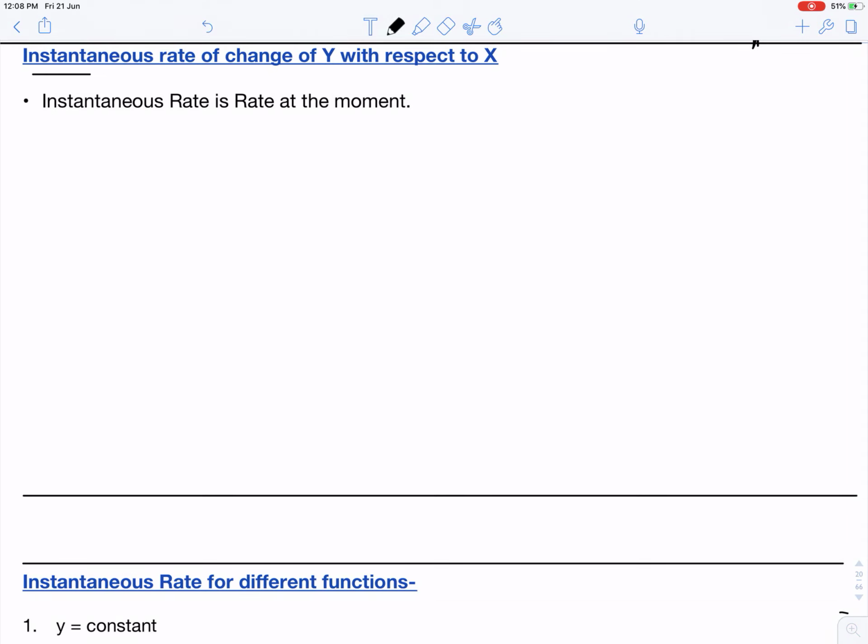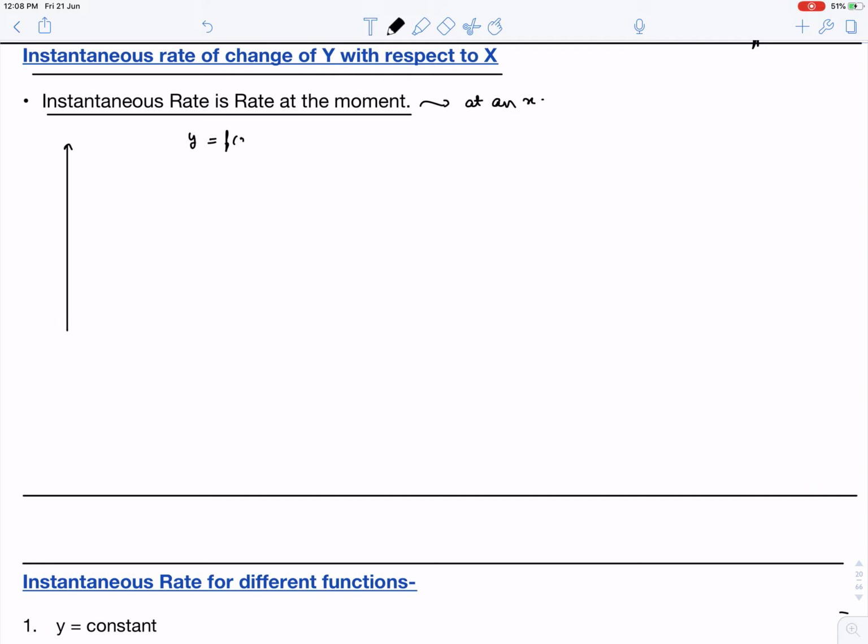Let's see the instantaneous rate of change of y with respect to x. As the name suggests, instantaneous rate means rate at a particular moment, or at a particular x. What I mean is, let's say I have been given y as a function of x. This was the x-axis, this was the y-axis. Let's take a graph, any graph I'm taking randomly, to calculate this instantaneous rate. Let's say this is the graph.